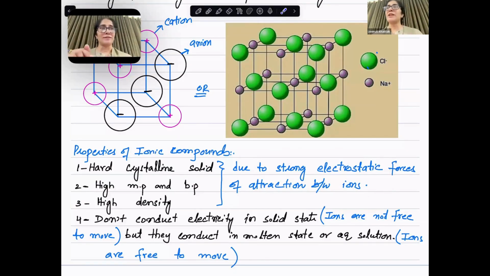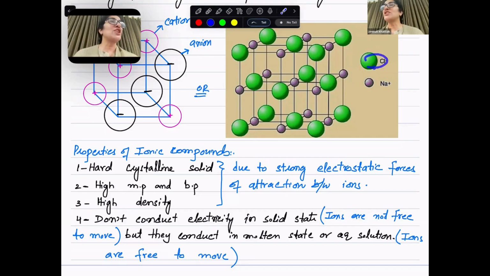Yes, they are made up of cations and anions, which are charged particles. These charged particles are vibrating at fixed positions in the solid. They're not freely moving. These ions are charged particles, but they are not freely moving. So in the solid state, they don't conduct electricity.